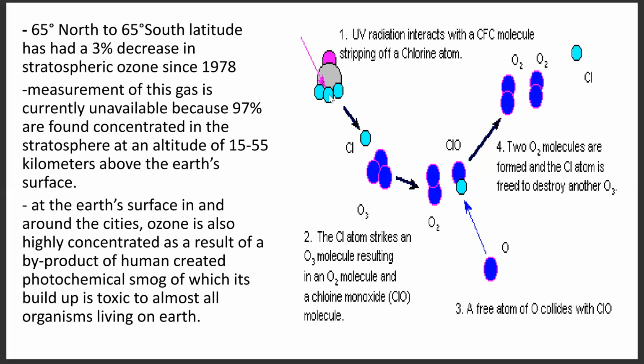Again, we have here chlorine from our CFC. This chlorine will attack ozone, the oxygen atom in the ozone, producing your oxygen gas and your ClO. The ClO will be attacked by an oxygen atom, which is actually now free in the atmosphere. And it will produce your oxygen, and chlorine will now be free again. And this chlorine will now strike another ozone, and the process continues.